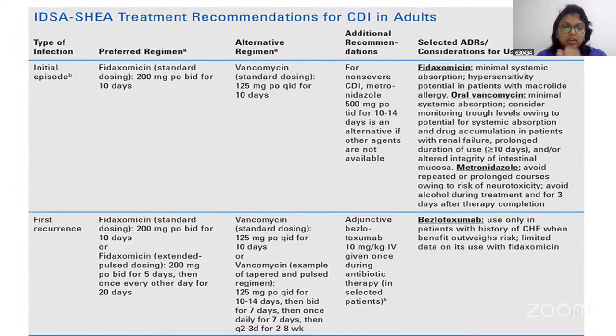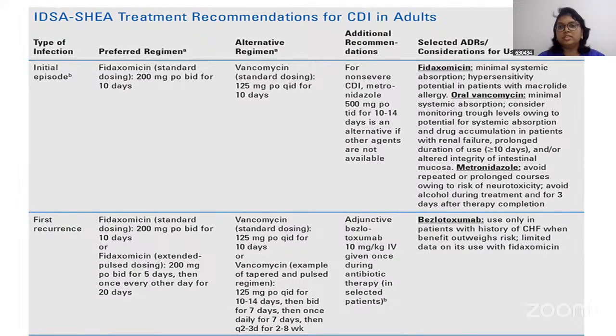How to treat: the IDSA guidelines for Clostridium difficile infection. If there is an initial episode, the preferred regimen would be fidaxomicin 200 mg twice daily for 10 days. This is the standard dosing. And as an alternative regimen, if fidaxomicin is not available, we can use vancomycin, that is 125 milligrams 6-hourly for 10 days. Also, if other drugs are not available, we can use metronidazole for a non-severe infection, orally 500 mg thrice daily for 10 to 14 days.